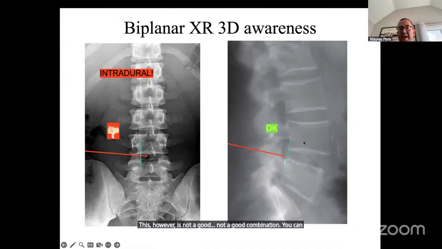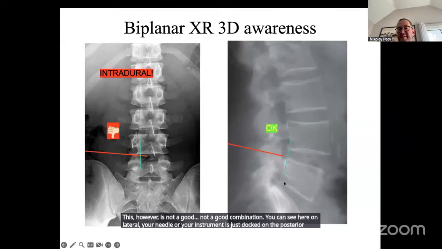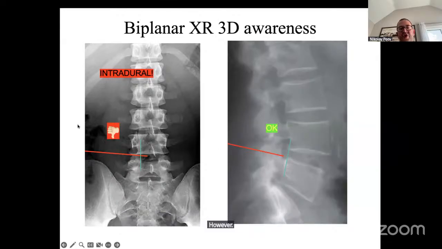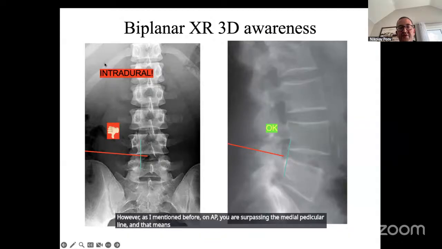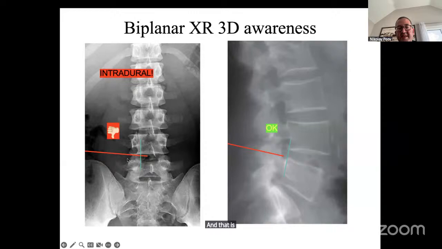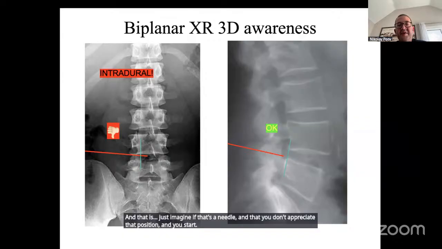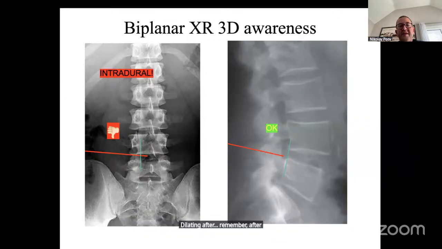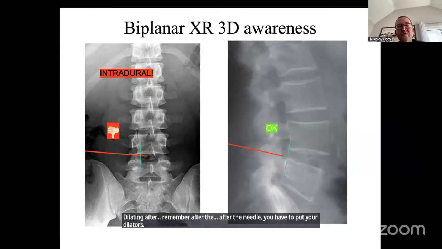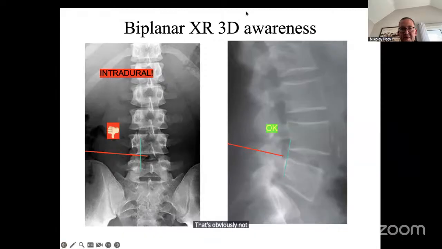This, however, is not a good combination. You can see here on lateral, your needle or your instrument is just docked on the posterior vertebral line. However, as I mentioned before, on AP, you are surpassing the medial pedicular line, and that means that you're inside the dura. Just imagine if that's a needle and you don't appreciate that position and you start dilating after the needle, you have to put your dilators, and then you have to put your working cannula. If you start doing that while you're intradural, you're going to cause serious damage. That's obviously not going to be good for your patient.